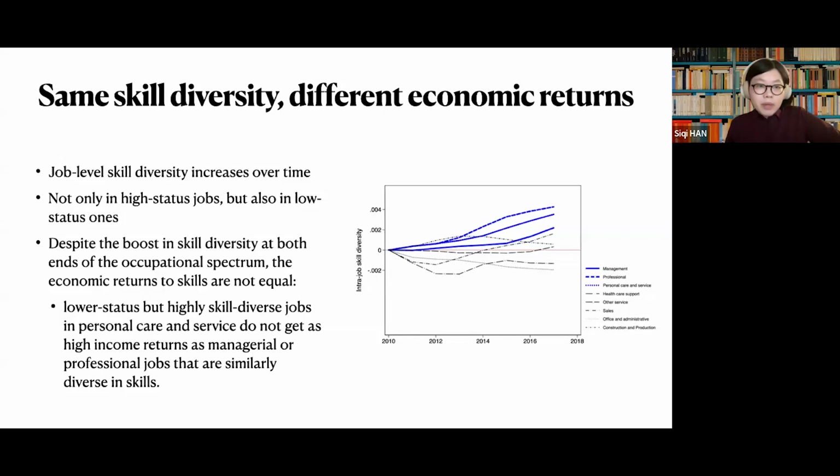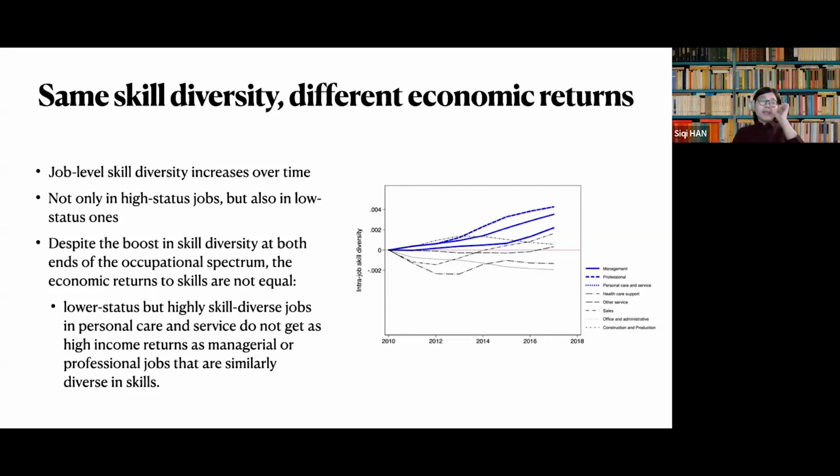So we further explore whether, given the same level of skill diversity of the jobs, the personal service and care work would necessarily get the same economic returns as another job in management or professional. So by our common sense, we would know that maybe that's not the case. Because, for example, for a lawyer and a social worker, a lot of the things that they do are similar. For example, they both have to use communication skills. They have to use persuasion. They have to use a lot of other social emotional skills. But the returns are just very different between them.